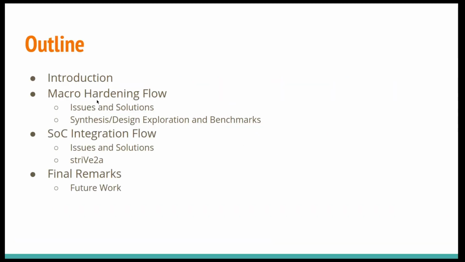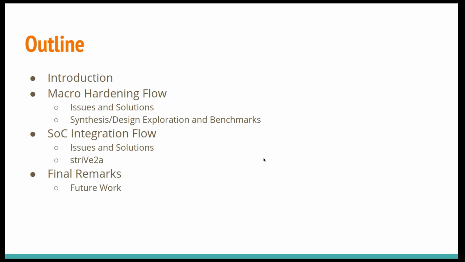So I will begin today's presentation with an introduction explaining the context in which the project has emerged, and discuss the two main use cases of OpenLANE, specifically in micro-hardening and system-on-a-chip integration. In both cases, I will touch upon issues that we faced in the way of full automation, as well as the solutions that we developed in response.